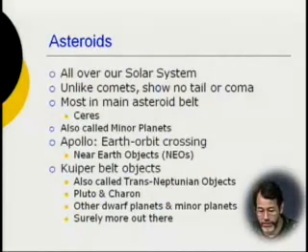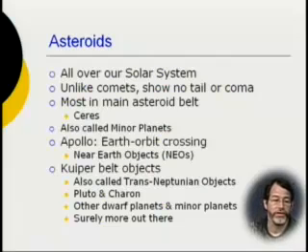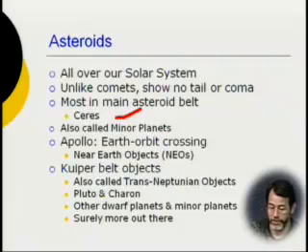Okay, so let's talk about asteroids. As I said before, they're all over the solar system. But most of them are in the asteroid belt between Mars and Jupiter. There's a visual distinction. They are confused with comets. There's a visual distinction in that, as I said earlier in this class, they show no tail or coma. Ceres is an asteroid in the asteroid belt.